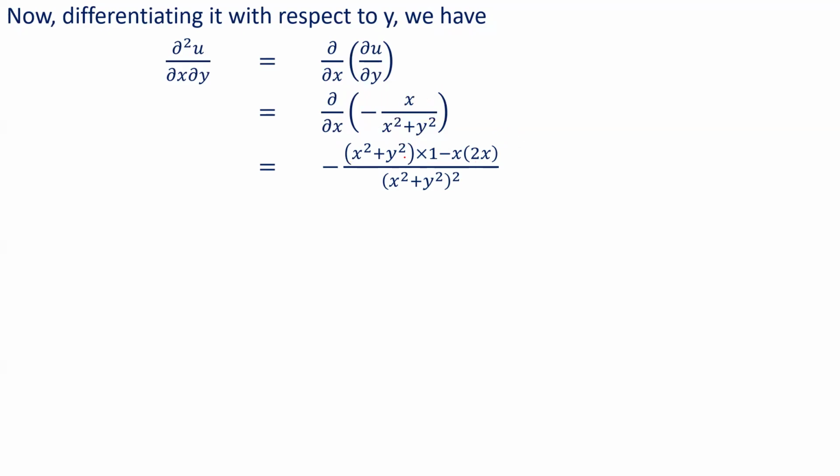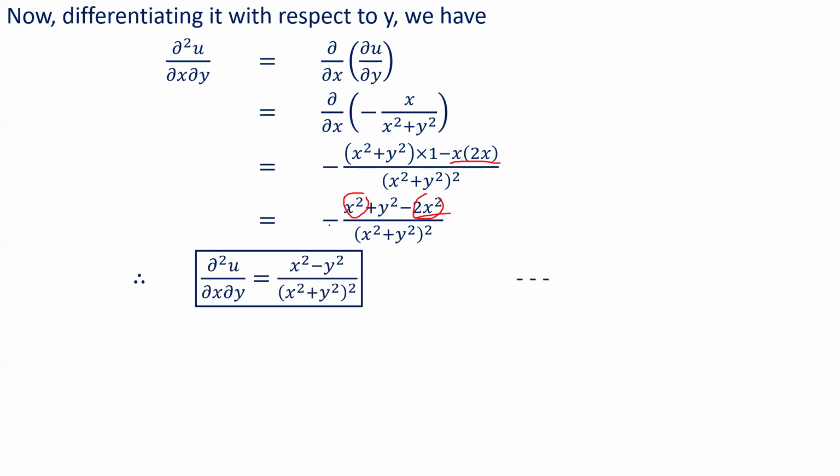Now let us simplify it. Minus of x square plus y square, minus 2x square, is again minus 2x square. So this is plus x square and this is minus 2x square. So we have y square minus x square. And if we multiply by the minus sign, we have again x square minus y square upon x square plus y square whole square.